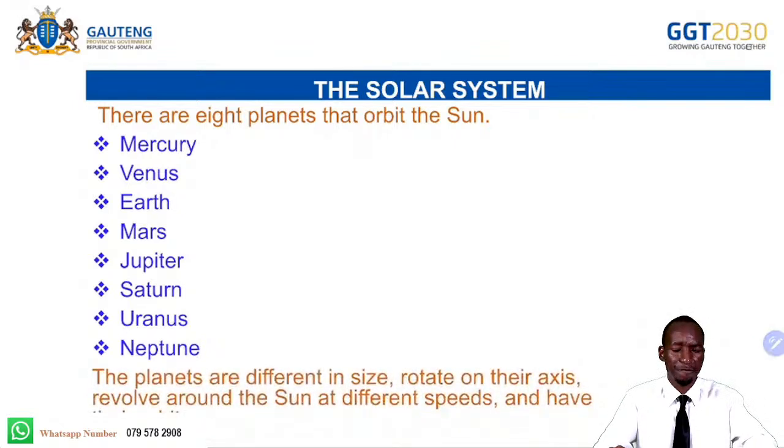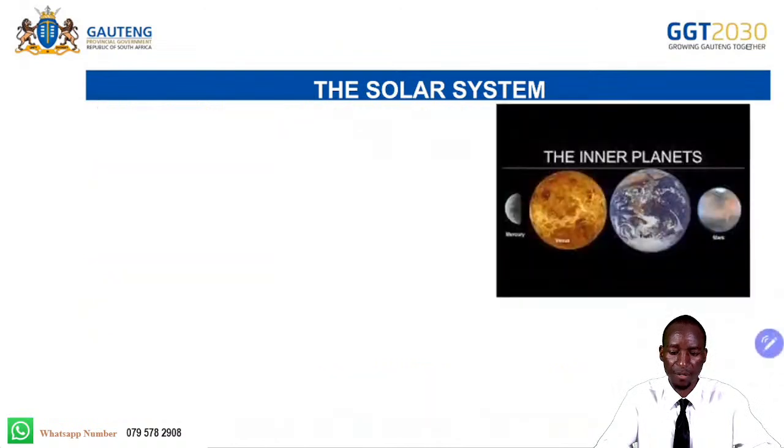The planets are different in size, and they also rotate on their own axis as they revolve around the sun. They revolve around the sun at different speeds and have their own orbits, which means that each planet is able to move around the sun in its own orbit and at its own speed. The speed is affected by their sizes as well as their distance from the sun. Those are the 8 planets.